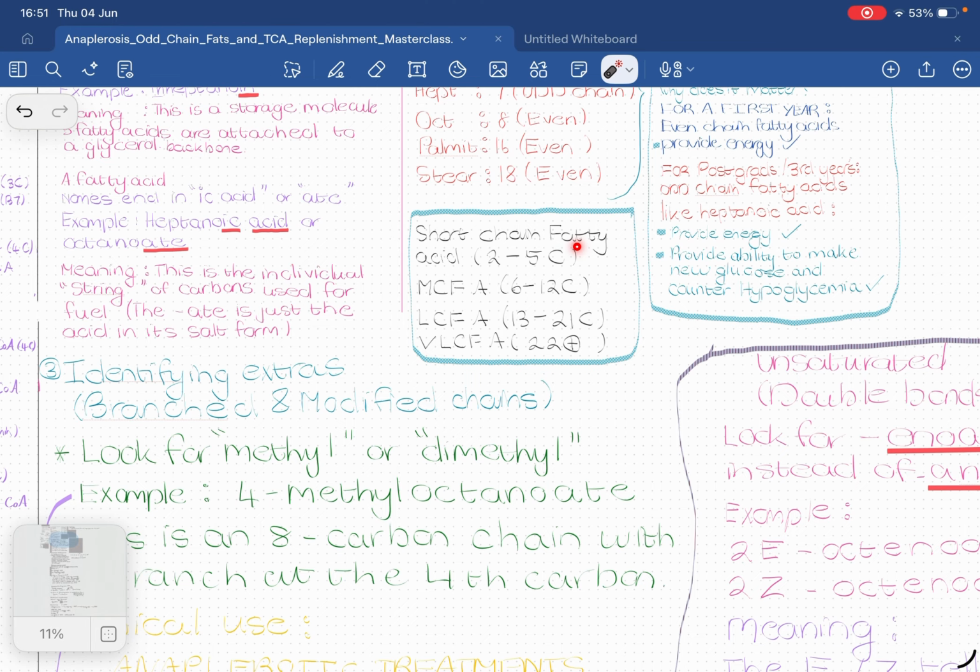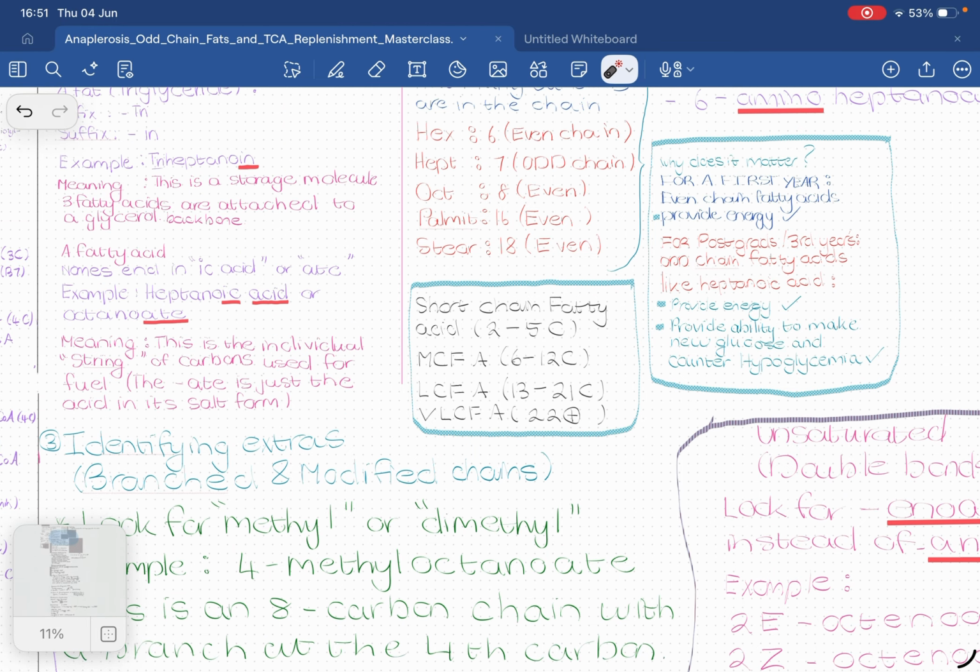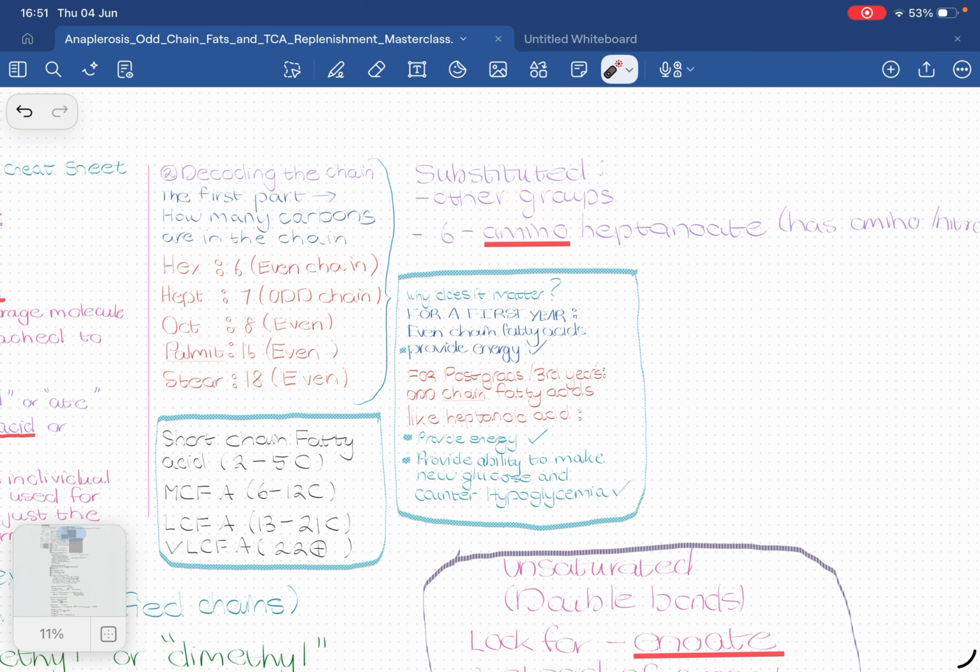Then a short chain fatty acid is 2 to 5 carbons, medium chain 6 to 12, long chain 13 to 21, and then very long chain is more than 22 carbons. Okay, so this matters because for a first year student, an even chain fatty acid can provide energy, but for the postgrads and senior students, odd chain fatty acids like heptanoic acid provide energy, but they also have the ability to make new glucose to counter hypoglycemia. So that's why it's important to know this.